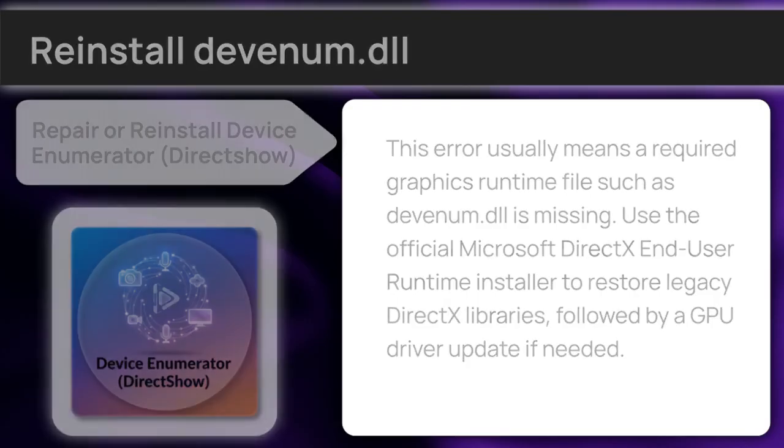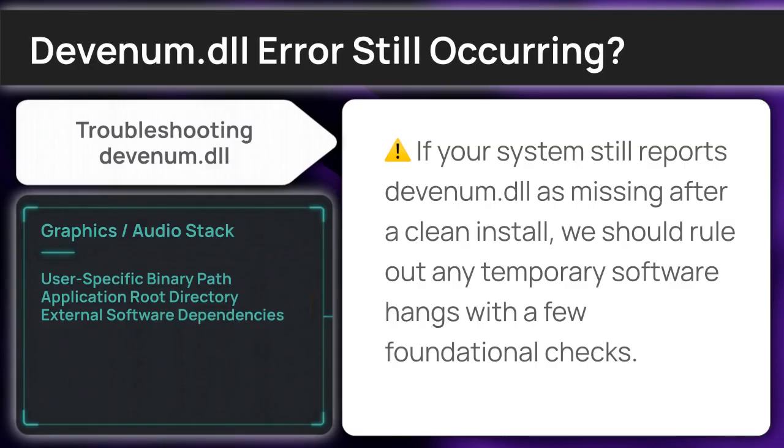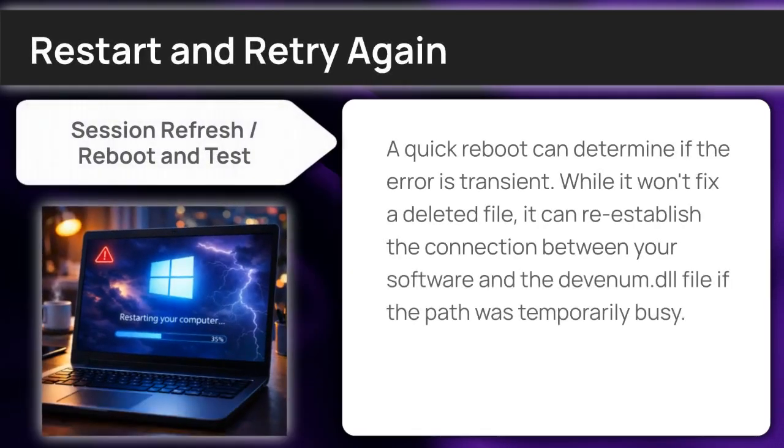If the error persists despite the new library files, we must verify if a simple synchronization conflict is preventing the file from loading. A quick system restart is a practical way to ensure that all shared libraries, including Devenum Library, are being loaded correctly into the current session's memory.